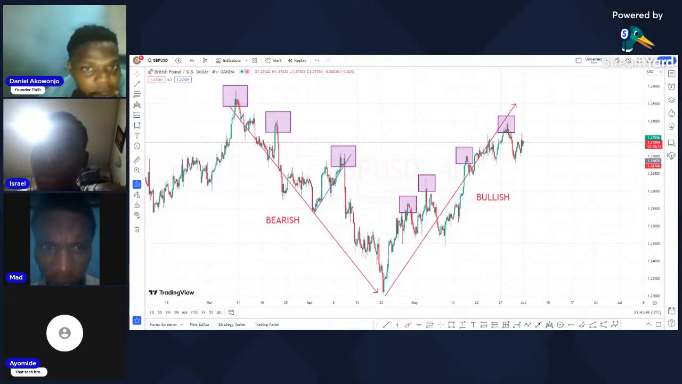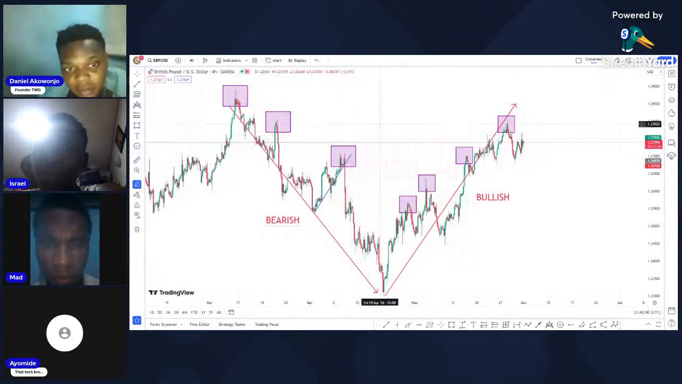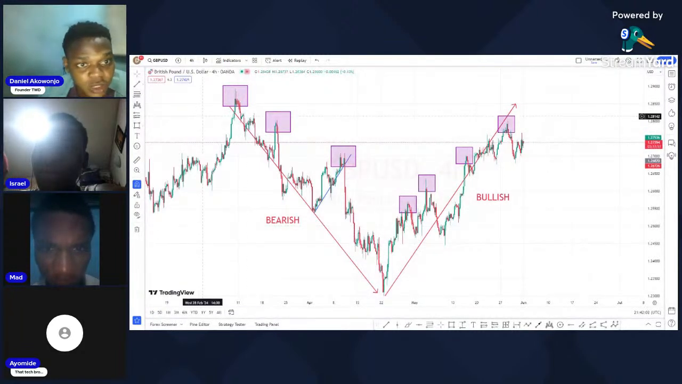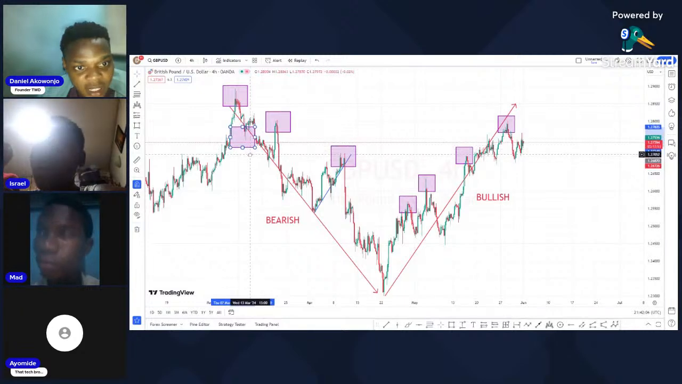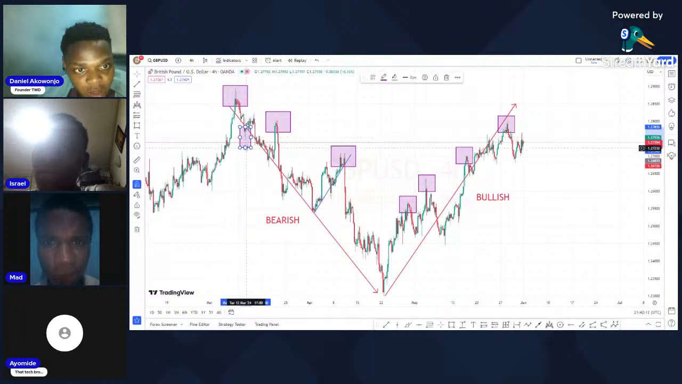So now, when you have an upward trend, when you have price going in an upward direction, you have to pay attention to something. Pay attention to two significant things. One of which is the higher highs. Pay attention to that. Higher highs and what? Higher lows.